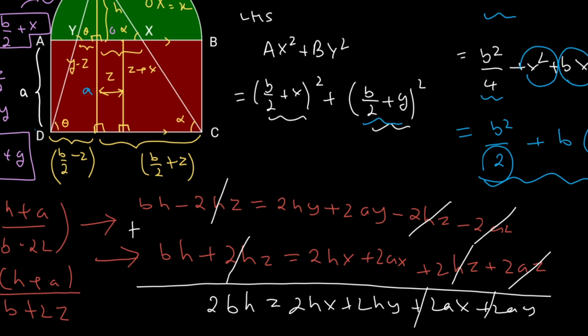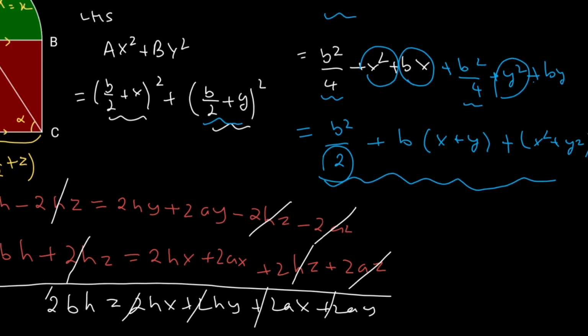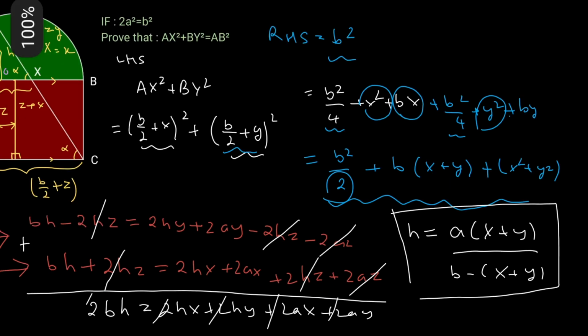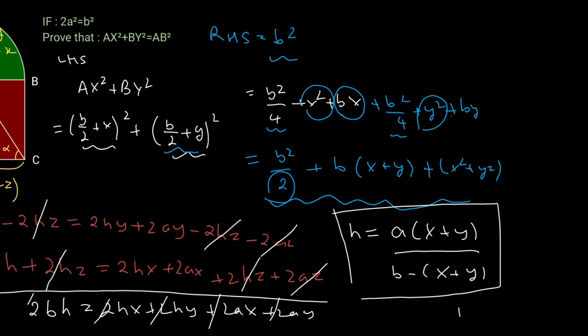The 2 can be factored out, and if I isolate h on one side, I will get h equals a multiplied with x plus y, divided by b minus x plus y. So this is the value of h in terms of a, b, x and y. Keep this equation as it is. This is the important equation, so I'm marking it as important.